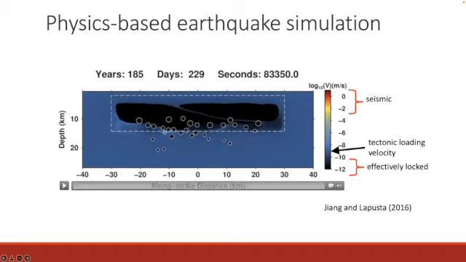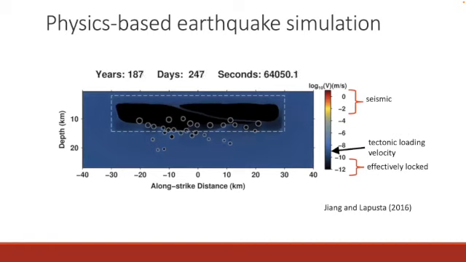I think I'll start the video while I talk here. So the color indicates the slip velocity on the fault. Where it's dark blue, it's slipping aseismically at the tectonic plate velocity, and where it's black, it's effectively locked. As the video plays, this aseismic slip produces microseismic events. Those are these small circles that are popping off with brighter colors.